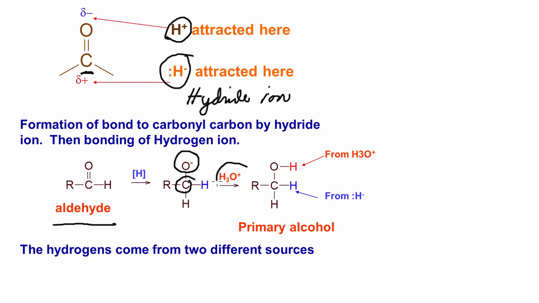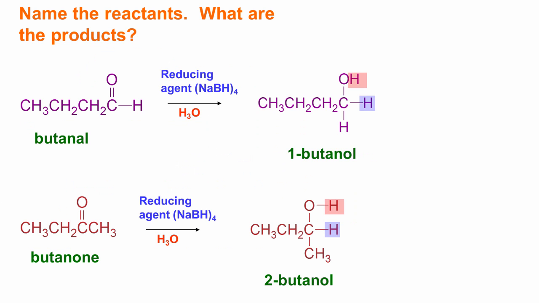And then we have acid in solution, so we're going to have hydronium ion and a proton then, right? Remember, a hydrogen ion is just a proton. That's going to add to this negatively charged oxygen here. So the hydrogen that bonds with the oxygen is from the acid, and the hydrogen that bonds with the carbon is from the reducing agent. So you need to understand that. That's why we have both a reducing agent and an acid.